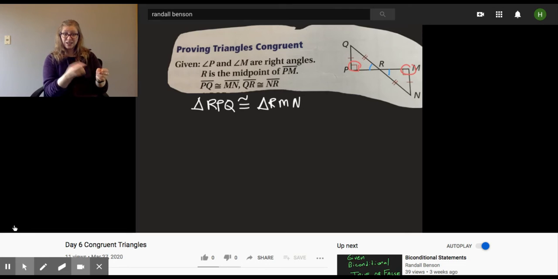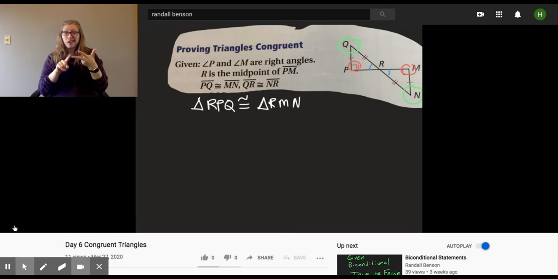Oftentimes when you have triangles connected in this fashion, you're going to use vertical angles somewhere. And so we know vertical angles are congruent. So far, we know that 2 pairs of angles are congruent. And the theorem we learned the other day, called the third angle theorem, says that if I have 2 pairs, the red pair and the blue pair that are congruent, then this last pair, the green pair, also has to be congruent. So those are our congruent statements.